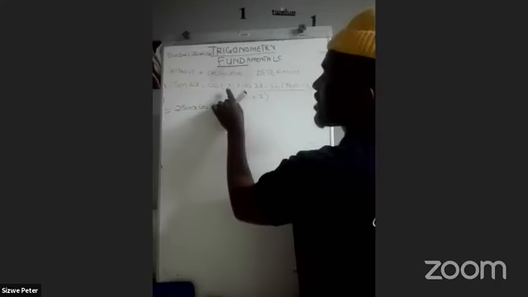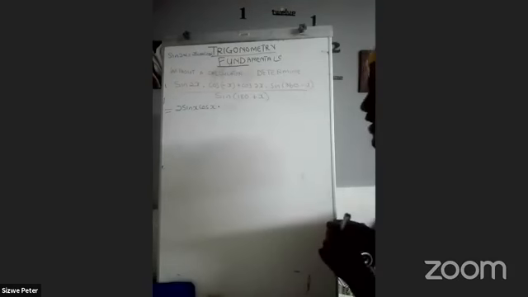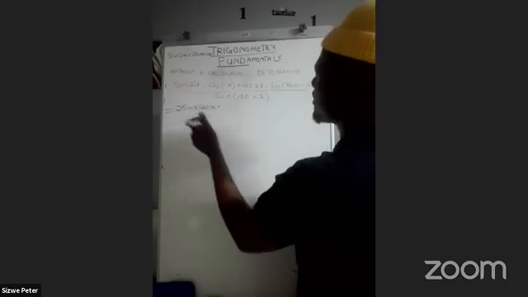If this is a negative angle, what must you do when you have a negative angle? Add 360. Very good. Always when you have a negative angle, add 360.